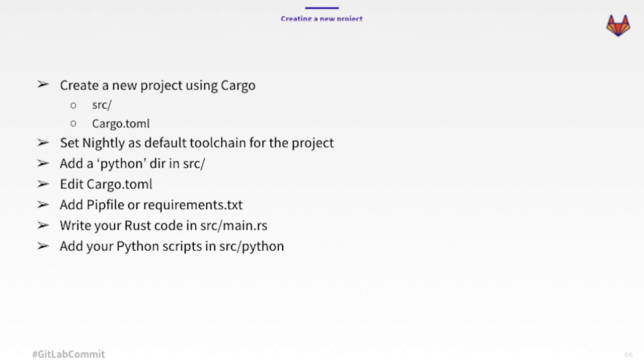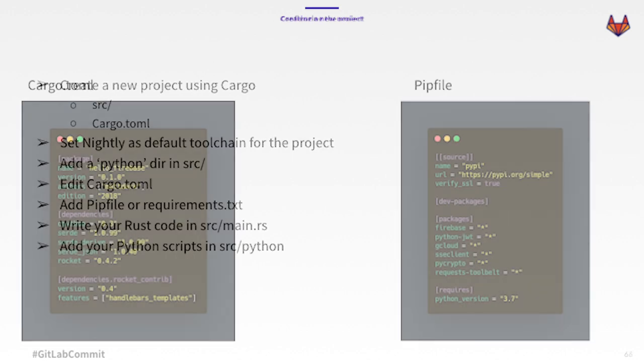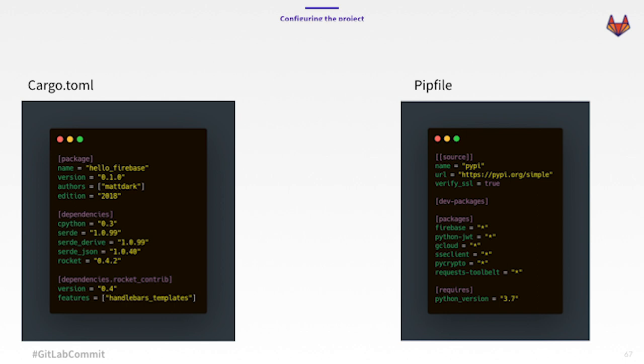So, well, after that, we have to move to the directory that Cargo created to set the default toolchain for the project. But for these kinds of projects where we'll be using CPython or PyO3 for the Python part, we need to use the nightly version of Rust. And a Python directory where we're going to put the Python modules that we need for the project, edit the cargo.toml file, add a Pipfile or a requirements.txt file for the dependencies of the Python module, and write the Rust code and add the Python scripts.